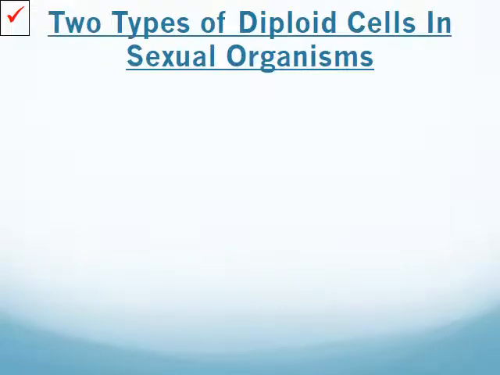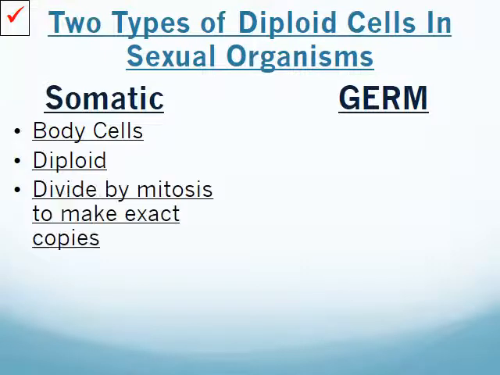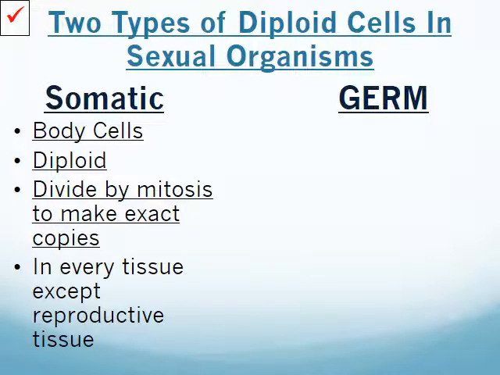Now the two types of diploid cells that are found in most sexual organisms. You have your somatic, and remember somatic are your body cells, and we have germ cells. So your somatic are strictly your body cells. These always start off as diploid, and end as diploid. These go ahead and divide via mitosis to make identical copies. And once again, these are found in every tissue except your reproductive tissue.